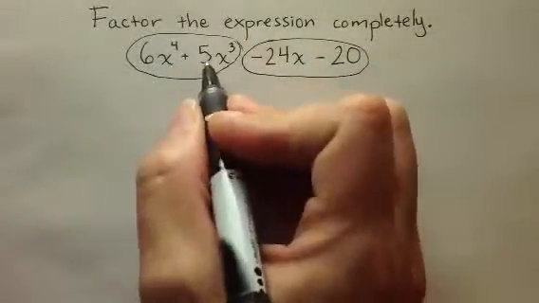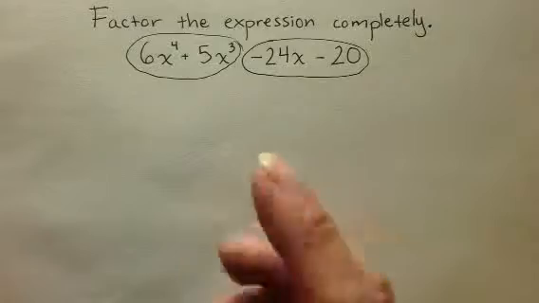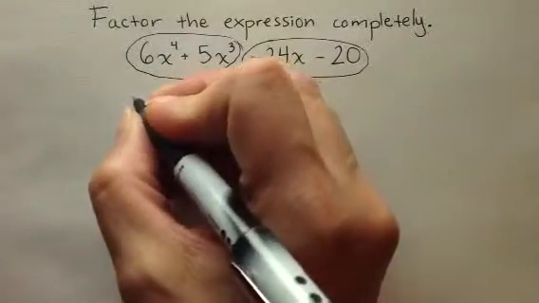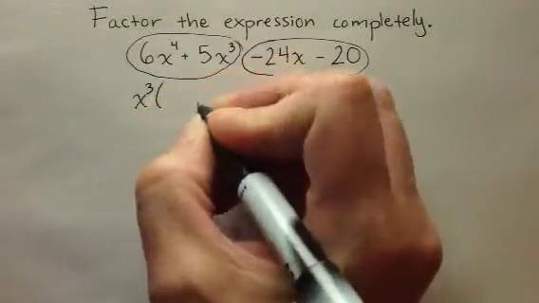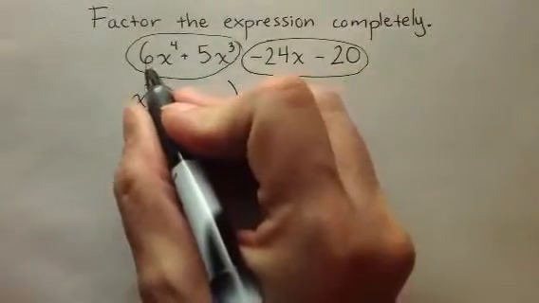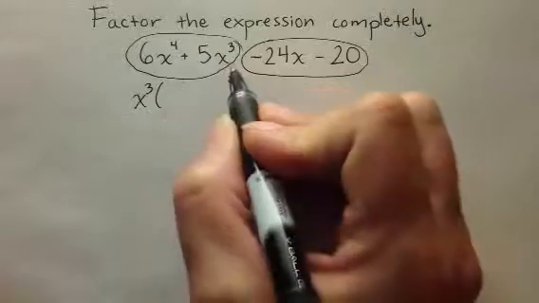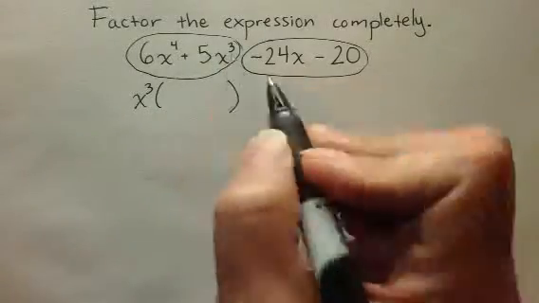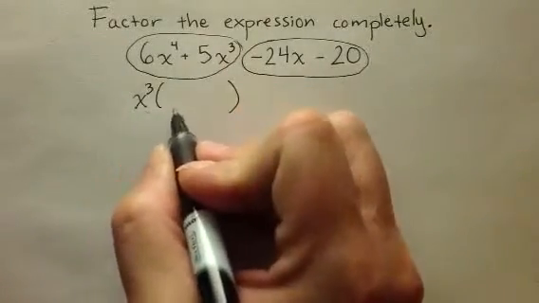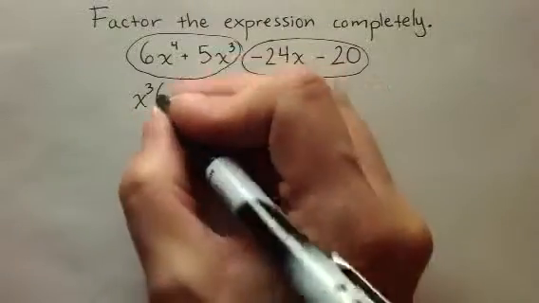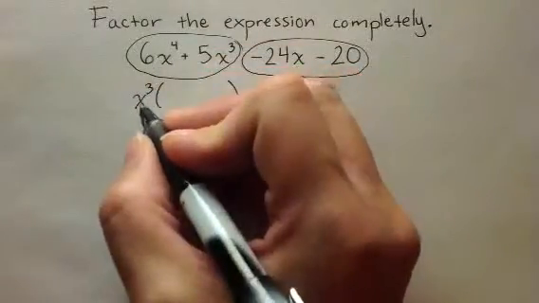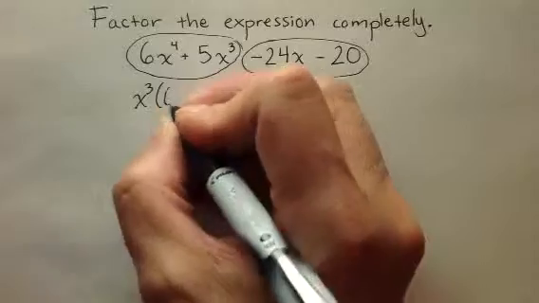In the first 2 terms I'm looking for a common factor. I can divide both of these by x cubed. 6 and 5 do not have a common factor, but I can take 3 x's out of both of these. It'll always be the smallest exponent. So what do I multiply this by to get that term? Well, 6x to the 4th power divided by x cubed is 6x.